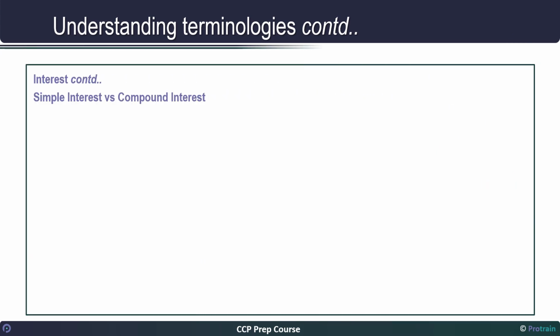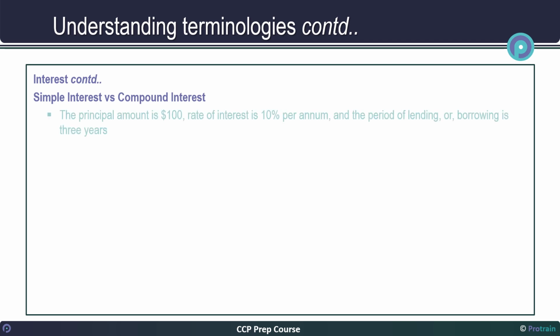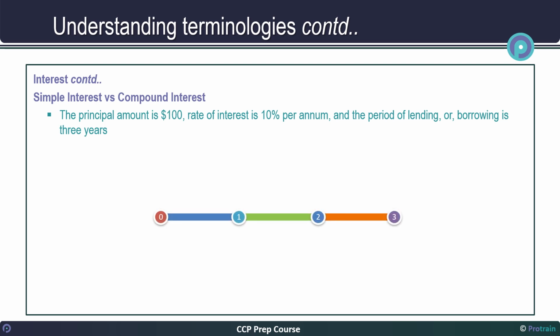Let us take a small problem to compare simple and compound interest with each other. Say we have a simple problem where the principal amount is $100, rate of interest is 10% per annum, and the period of lending, or borrowing, is 3 years. A bar now shown on the slide presents a timeline. This will help us to understand how simple and compound interest works.